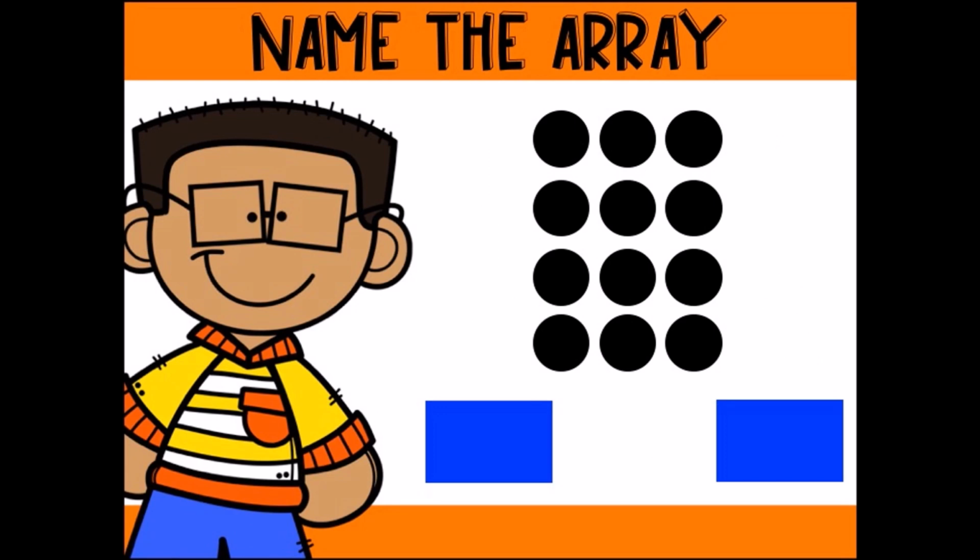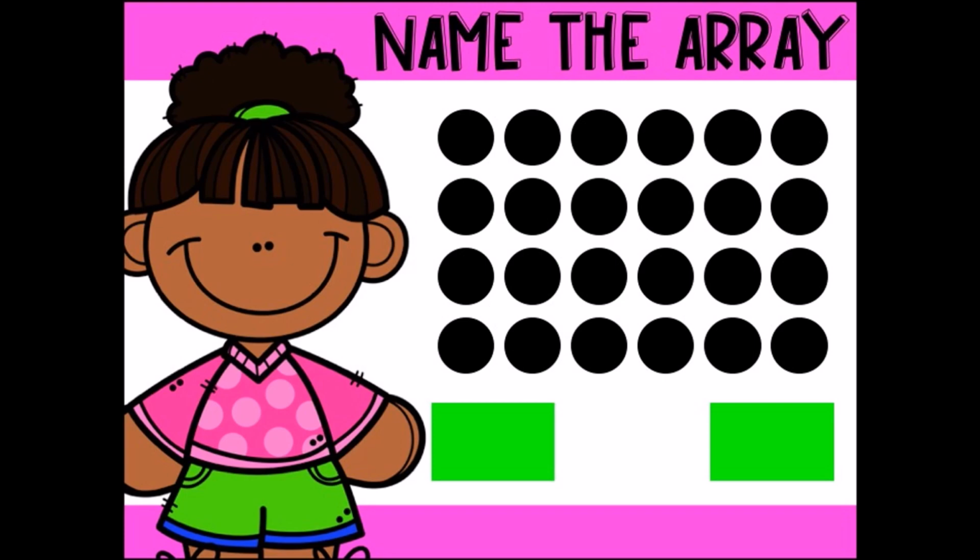Name this array in two ways, using our multiplication symbol. The answer is 3 times 4 or 4 times 3. If I'm doing my rows first, I would say 4 rows times 3 columns. If I'm doing my columns first, I would say 3 columns by 4 rows. Good job. Name this array.